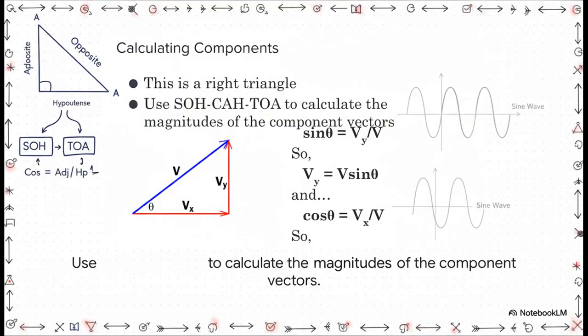Okay, so how do we figure out the exact lengths of those little component parts? Well, this is where a little bit of high school trig, SOHCAHTOA, comes in super handy. If you know the angle of your main vector, you can basically treat it like the hypotenuse of a right-angled triangle. The vertical part, Vy, you can find using sine. And the horizontal part, Vx, you find using cosine. This lets us swap a tricky diagonal arrow for two nice, clean numbers.